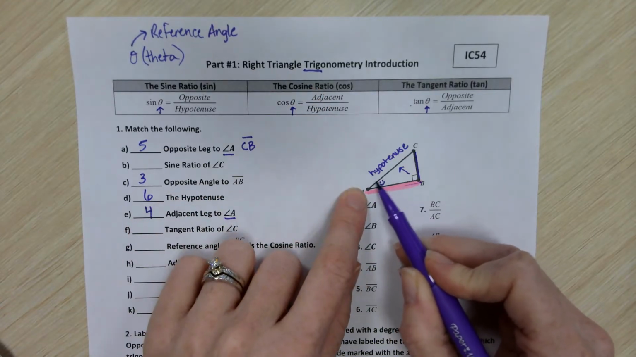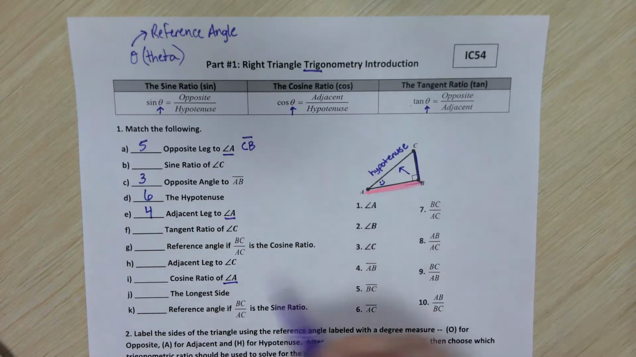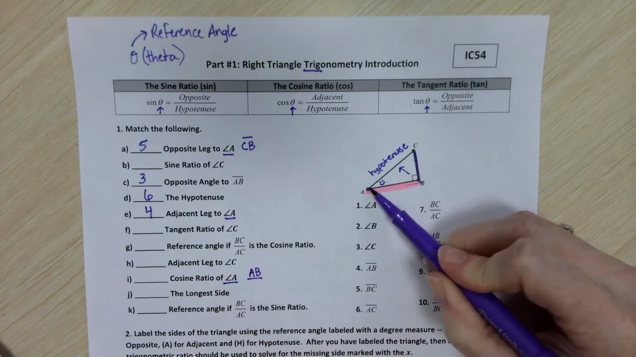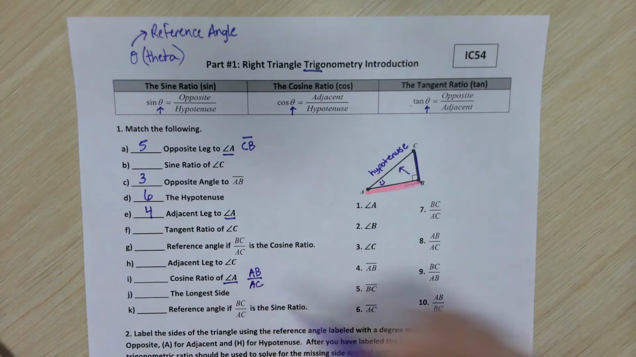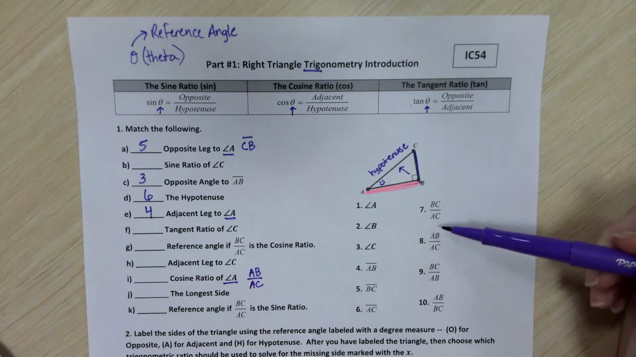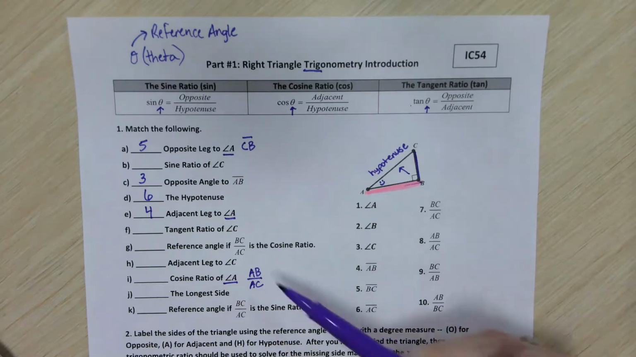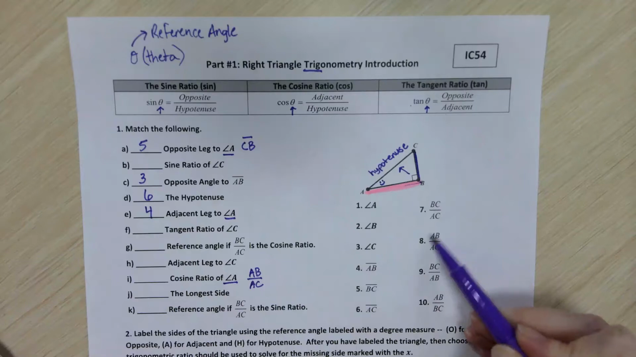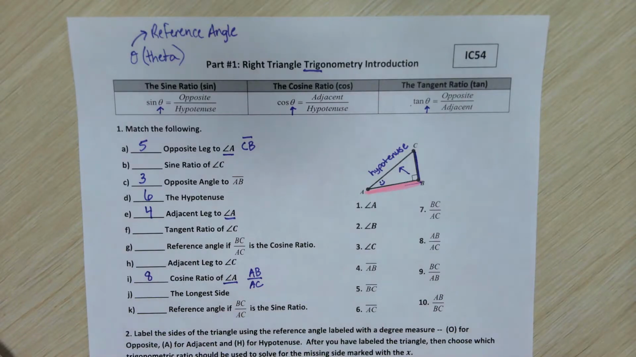So if we're at angle A, we just said the adjacent side was AB, so that would be on top. And then the hypotenuse was AC. That would be on the bottom. So we're looking for one of these fractions over here, these ratios, that has AB over AC. And I think that matches number 8 perfectly. So number 8 is going to be the cosine ratio for angle A.